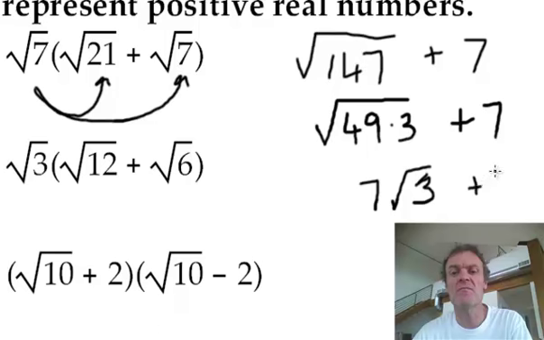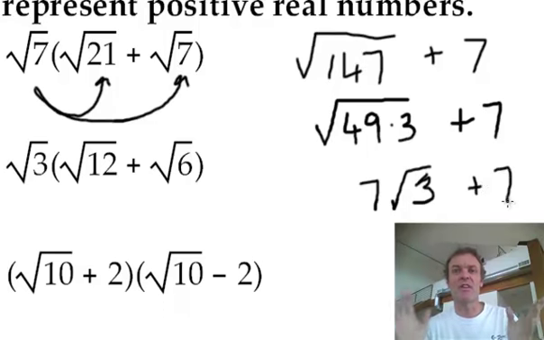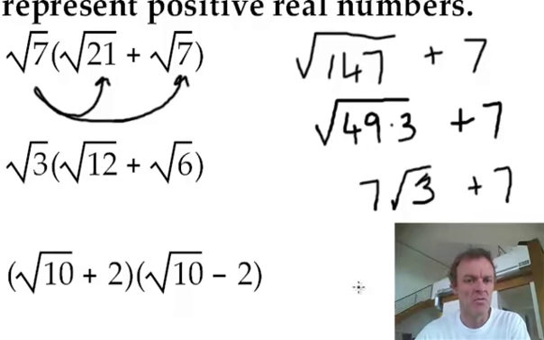You're still left with a 7. And that's it. Don't think you can go any more. You can't combine a root 3 with just the 7. You can't add the 7 and the 7. That's it. It's two different things. That's the answer. Okay?